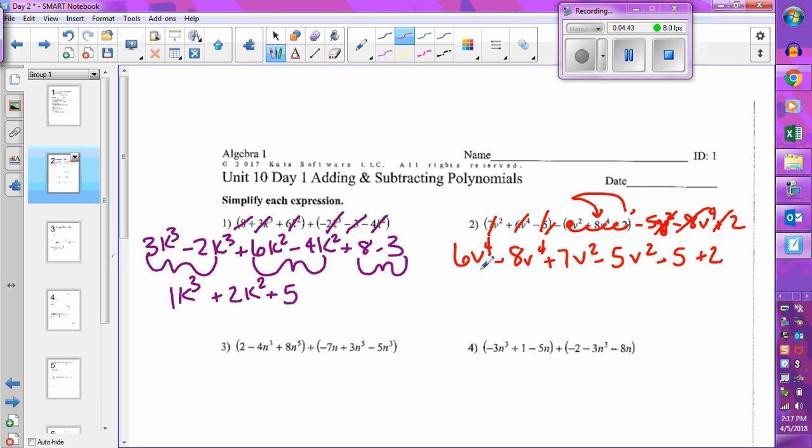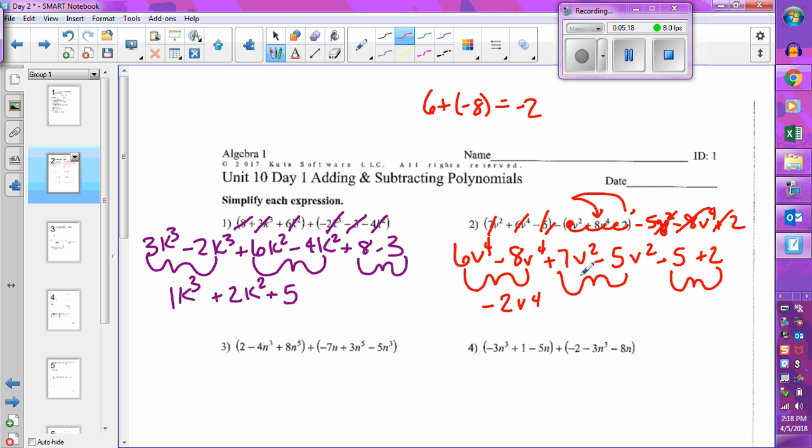Okay, so now we're going to combine our like terms. We can combine these two, and we can combine these two. So these are like terms. If I have a positive 6 and a negative 8, if you want to put it in the calculator, it's going to look like 6 plus negative 8, which is going to give you a negative 2v to the 4th. So the answer would be negative 2.